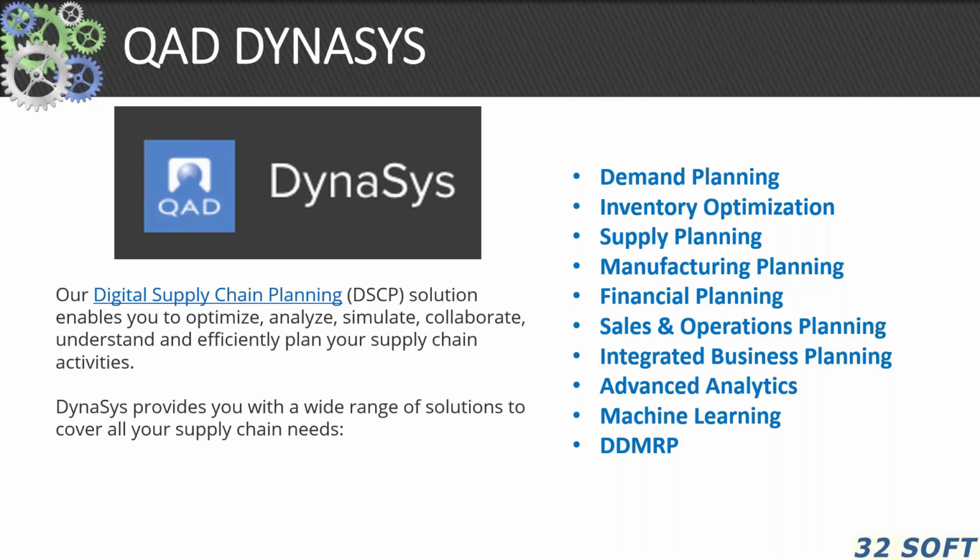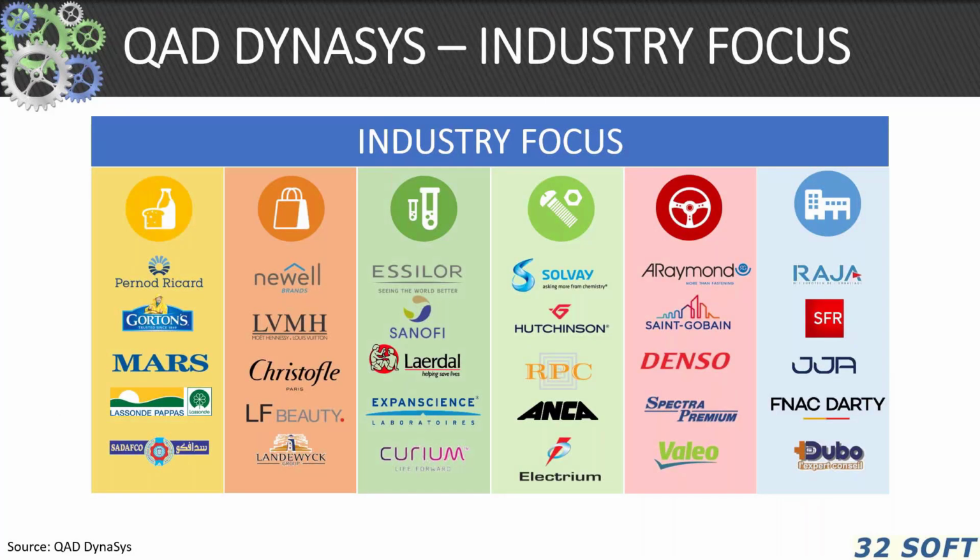The QAD DynaSys application, or DSCP, Demand Supply Chain Planning, enables you to optimize, analyze, simulate, collaborate, understand, and efficiently plan your supply chain activities. DynaSys offers a range of solutions: demand planning, inventory optimization, supply planning, manufacturing planning, financial planning, sales and operations, integrated business planning, machine learning, even DMRP, which was one of my webinars from last year.